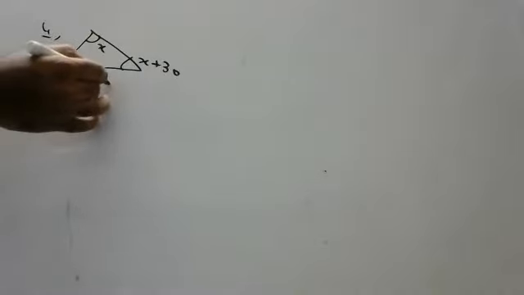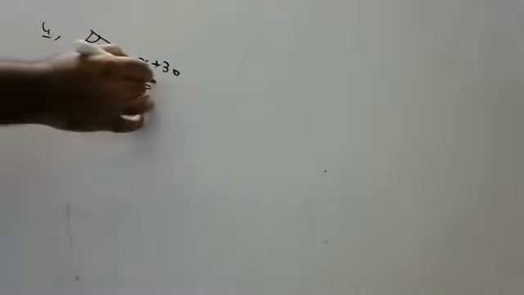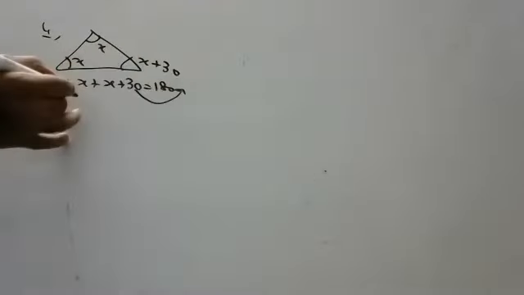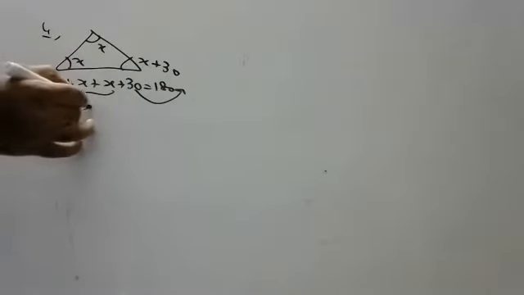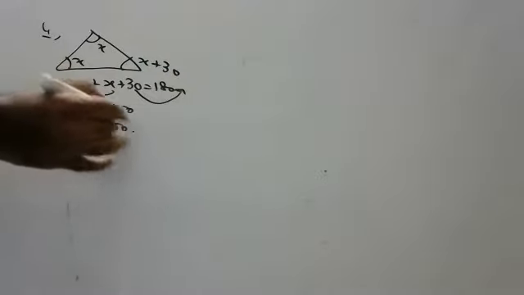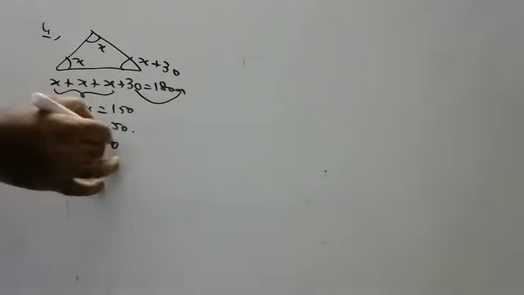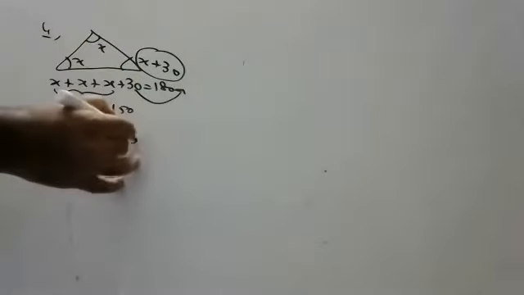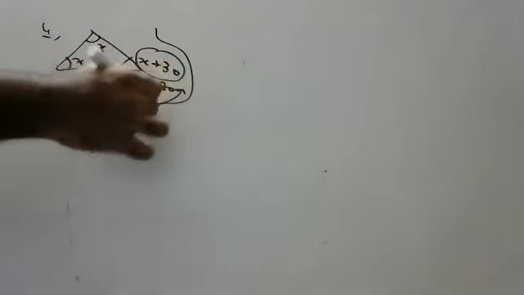Sir, x plus x plus x plus 30 is equal to 180. So 3x is equal to 150. Yes, 3x is 150, x is equal to 50. So one is 50, one is 50. The other one is 50 plus 30, 80. 80, sir.